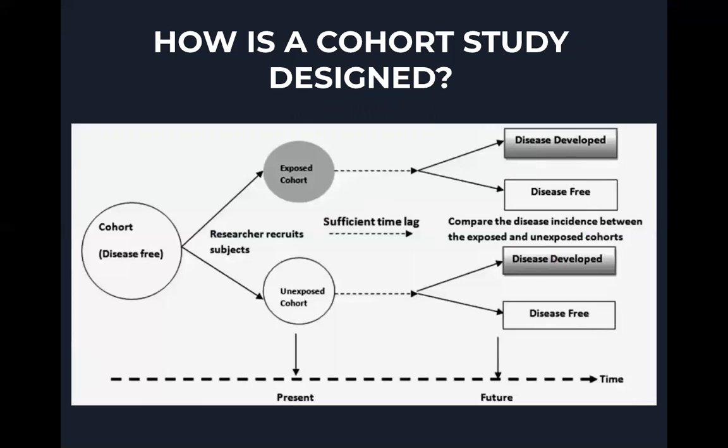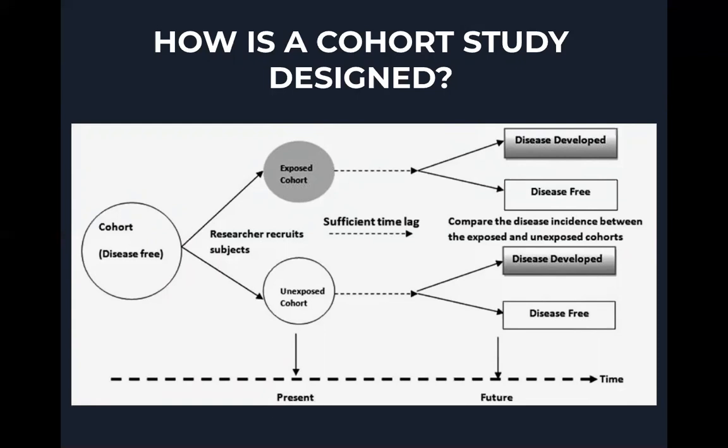And as a general overview of cohort study design, you basically have a disease-free cohort in the beginning. So participants are selected on the basis of exposure and should be free of the outcome at the start of the study, which we see here.